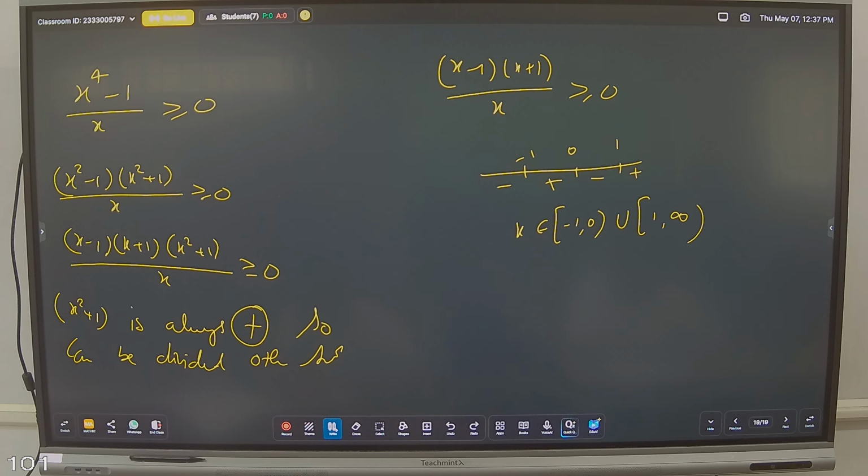Whatever x is, even 0, doesn't matter, no? If x is 0, x square plus 1 will be 1 only, no? It's not going to be 0. Are you getting it? Yeah, yeah.